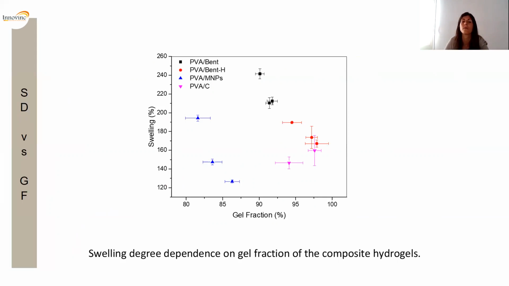So in here we are looking at the relationship between the swelling degree and the hydrogel fraction of the different materials that we prepared, and we can see that when the hydrogel fraction increases, the swelling degree decreases. This is a result of the fact that the fillers can act as cross-linking dots. And it is important to remark that the higher swelling values were offered by the samples that contain the bentonite, and this could be attributed to the fact that this is the filler with the most affinity to water.